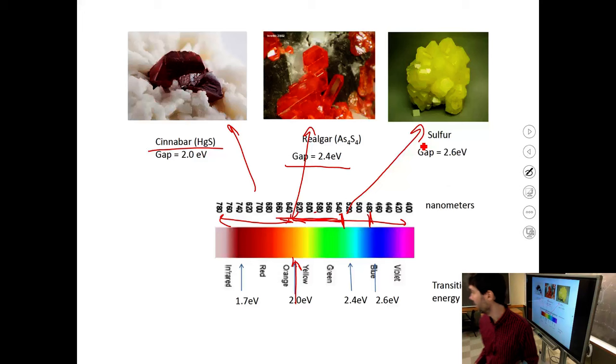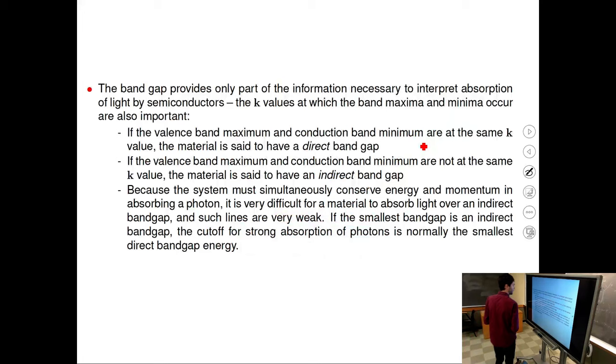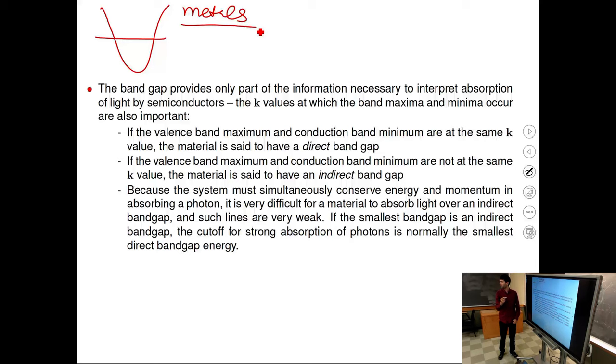Of course, the situation is more complicated. First of all, let me tell you what happens for metals. So in the case of metals, we don't have this band gap, right? We have Fermi level in the middle of the gap. And so any tiny energy photon, a microwave photon, radio frequency photon, can be absorbed by a metal. And that's why metals have these shiny surfaces.